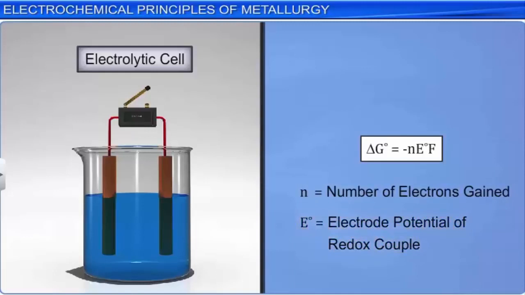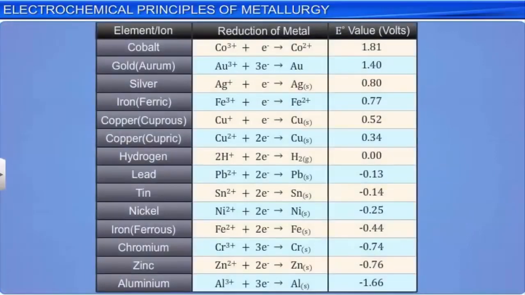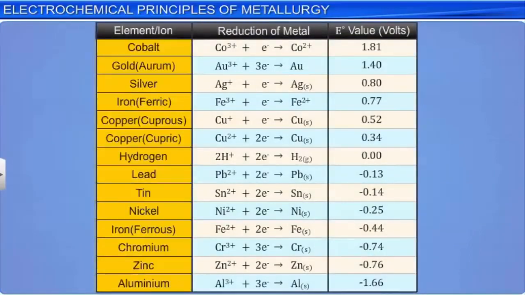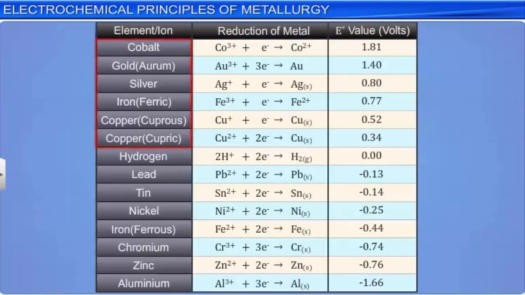The value of E naught for a metal depends on its reactivity. Thus, it differs from metal to metal. More reactive metals have high E naught values, whereas less reactive metals have low E naught values. It is difficult to reduce metals that have high E naught values.